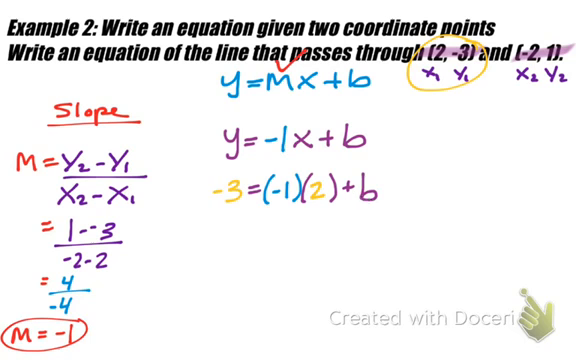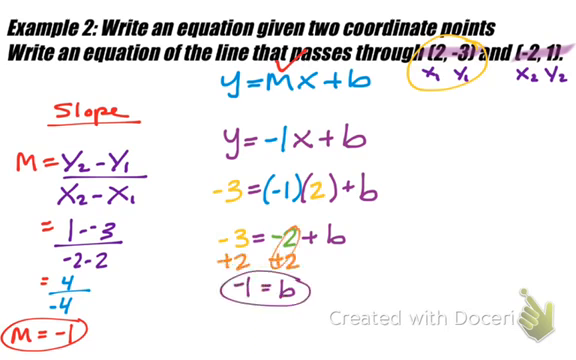So we're going to simplify the equation. Negative 3 equals negative 2 plus b. Add 2 to both sides. That'll zero out. b equals negative 1. So our y-intercept is negative 1. Our slope is negative 1. So our equation of our line that passes through the points (2, -3) and (-2, 1) is y = -1x - 1.